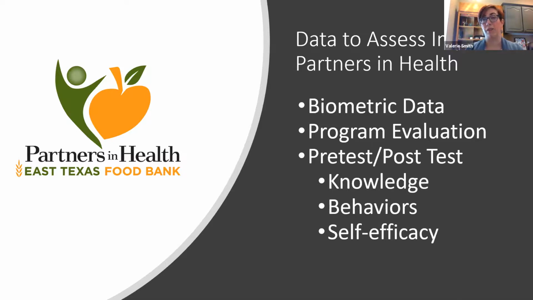And then what we knew is that because we were working in the healthcare sector, and because we know that data talks with healthcare organizations and potential funders for programs like this, we knew we wanted to collect some data. So we collected biometric data, just weights, heights, blood pressures. For our adult diabetic population, also hemoglobin A1Cs, which is a measure of blood sugar. But also we had families fill out program evaluations and then a pre-test and a post-test that just looks at knowledge, behavior, and self-efficacy. And so that way we could start to get a picture of the kind of impact we were having on families.